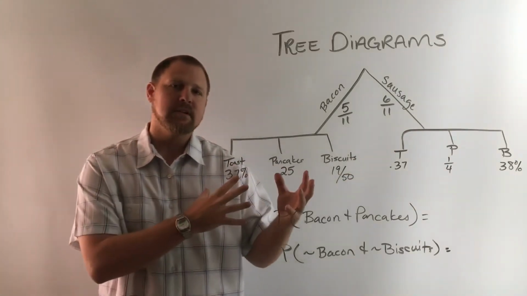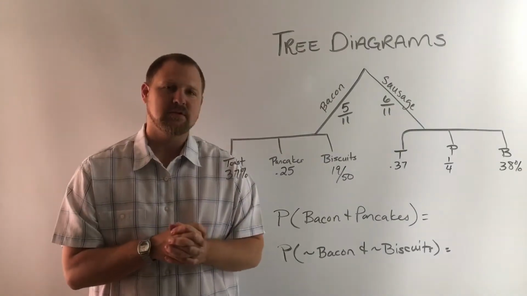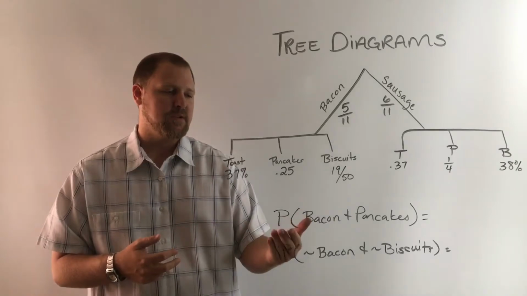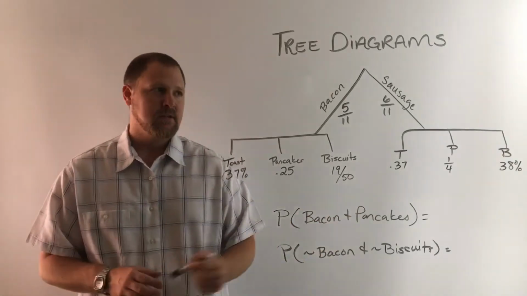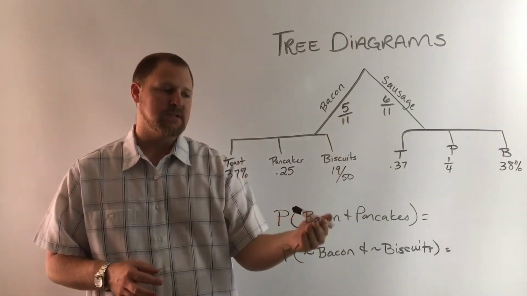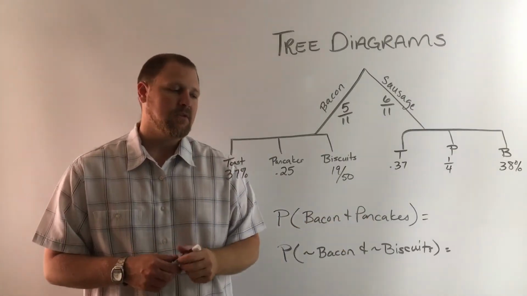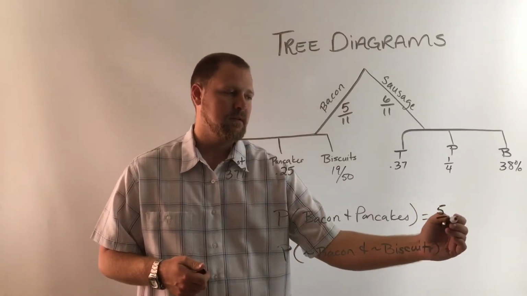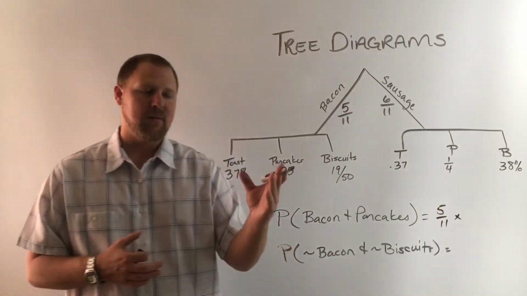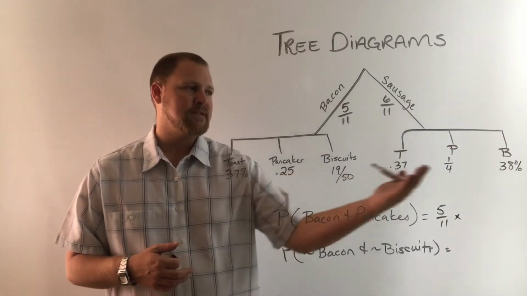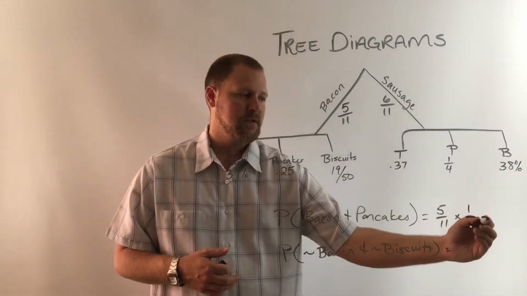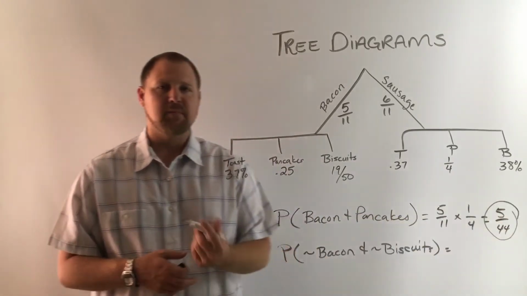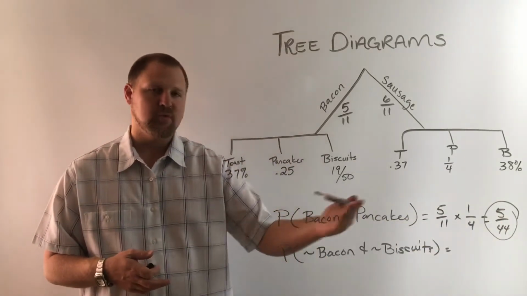And then to demonstrate the operations throughout this tree diagram, we have a couple of very simple probability questions. What's the probability someone got bacon and pancakes? Well, that spans 2 levels. This is multiple events. So we have to take bacon, which is 5 over 11, and then we have to multiply it by pancakes. And 0.25 is the same thing as 1 over 4. So this is 5 over 44, which would give you the probability of these multiple events here.